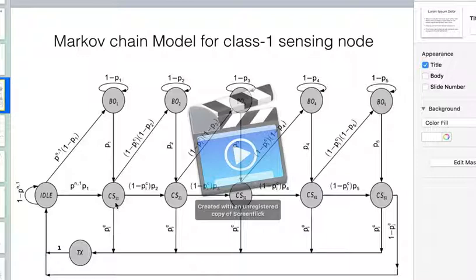And if the channel is idle in the first CCA, which occurs with this probability, the class 1 node would enter the transmit state, or TX, and start transmitting. And if not, it will go to the next backoff stage and go on.